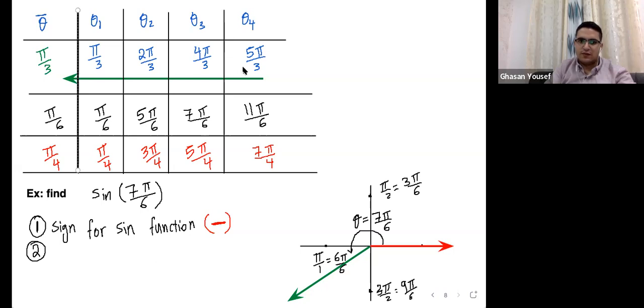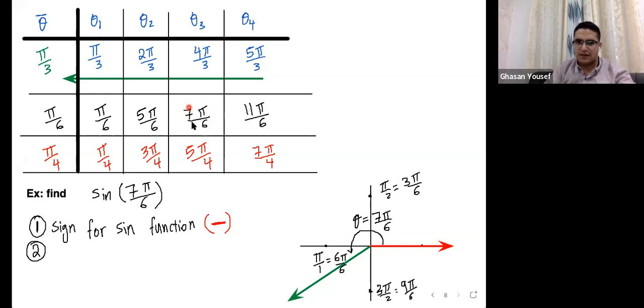This table told you to look to this table. This table told you that you have to look in for 7 pi over 6. 7 pi over 6 is here, this one. And it looks like it is in the third quadrant, like the table told you. This is correct. This is what we find.